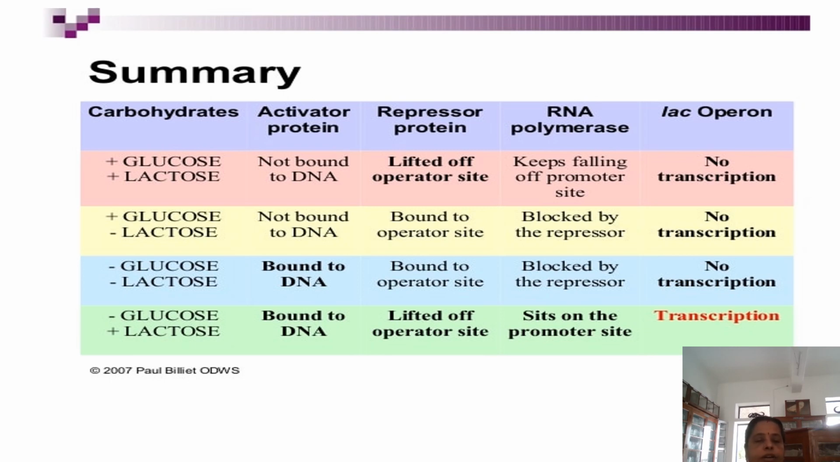In situation 3, glucose and lactose both are absent. Activator protein binds to DNA. Repressor protein binds to operator site. RNA polymerase is blocked by the repressor, no transcription occurs. Fourth situation, when glucose is absent and lactose is present, activator protein binds to DNA. Repressor protein is lifted off from the operator site. RNA polymerase sits on the promoter site. There is transcription.